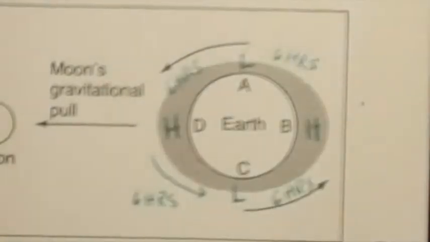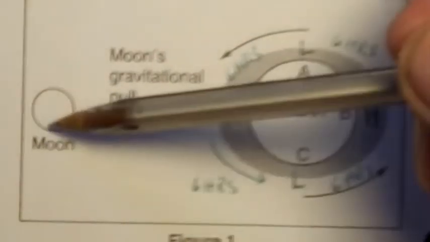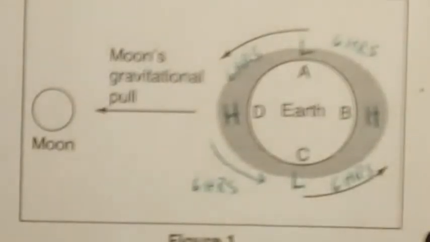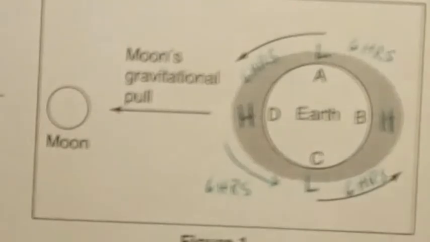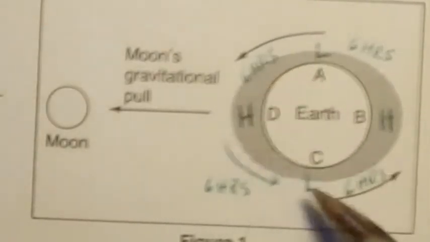Now, it's not exactly 6 hours because as the Earth is spinning, the moon is also revolving around the Earth. So the time is not exactly 6 hours. However, for the sake of this lesson, to keep the math simple, let's break down each position into 6-hour intervals.